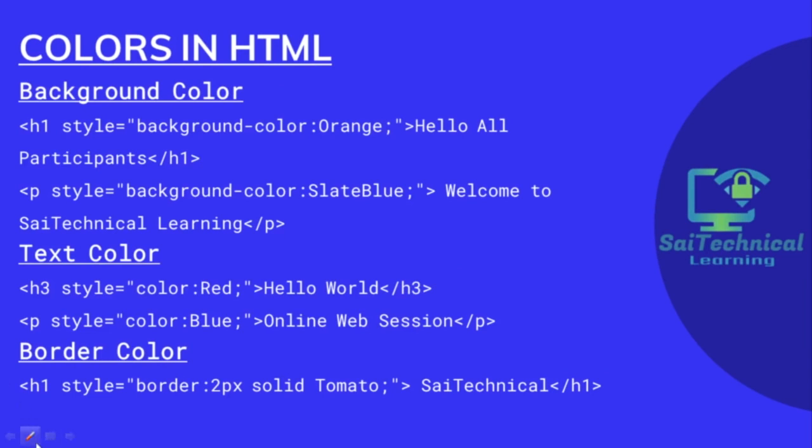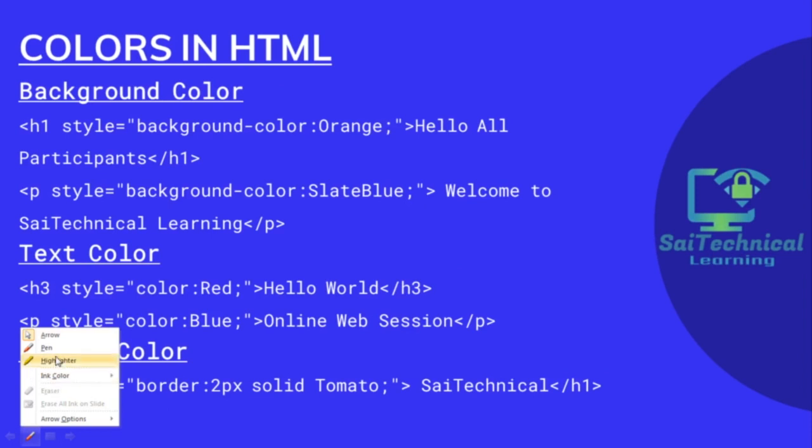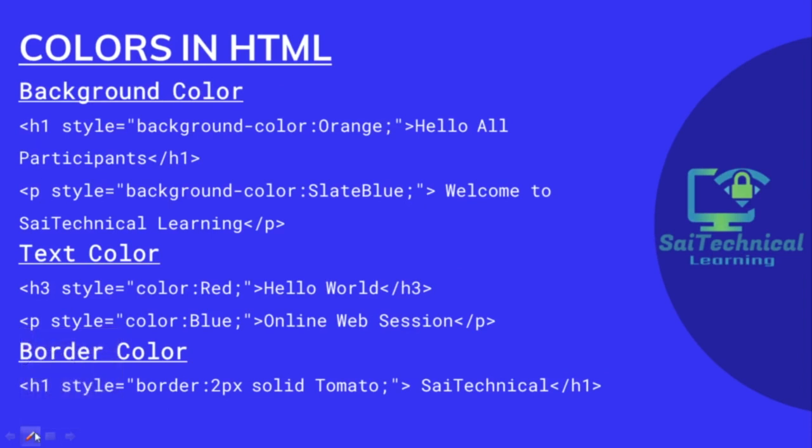To provide colors to the background, first we require a particular tag. Here we have used an h1 tag followed by the style attribute. For adding background colors we require the background-color property of the style attribute, followed by its value, here orange. Then close the bracket and write the contents, here "hello all participants". Then close the h1 tag. So for the h1 tag the background color will be changed to orange.